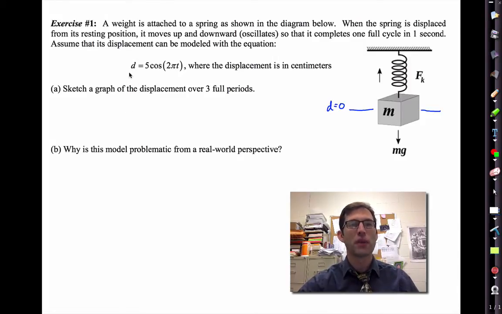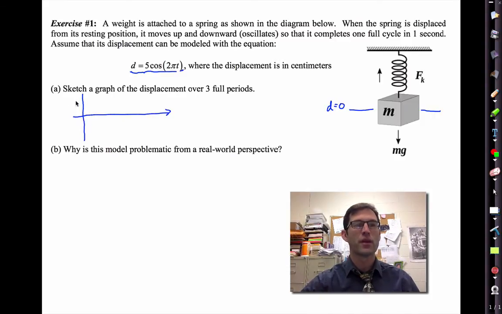We're going to start by modeling it with the equation 5 times the cosine of 2 pi t, and it says to sketch a graph of the displacement over 3 full periods. This is going to be pretty easy because we've done a lot of work with sinusoidal modeling. So we want to sketch d versus t. The amplitude is 5, so it's going to go up to 5 and down to negative 5. I should point out that the midline here is 0.